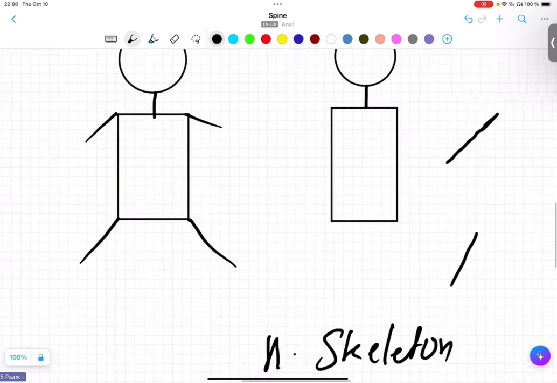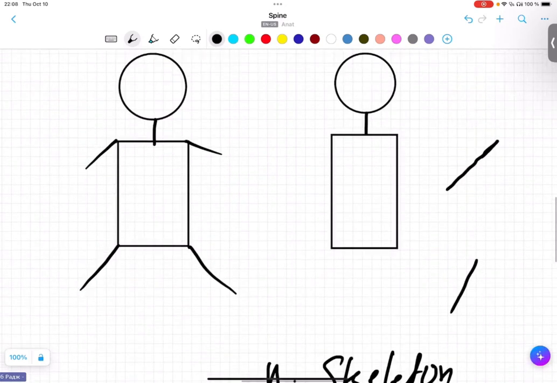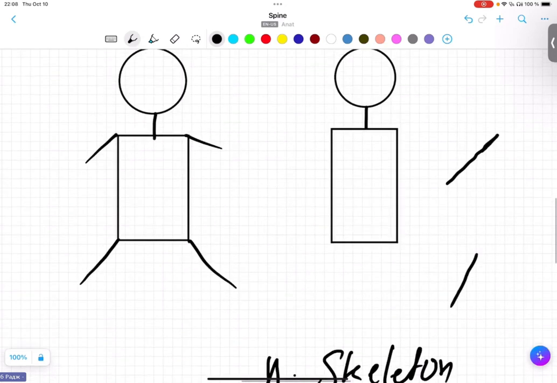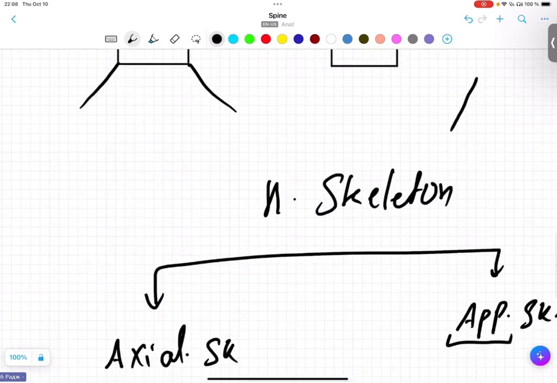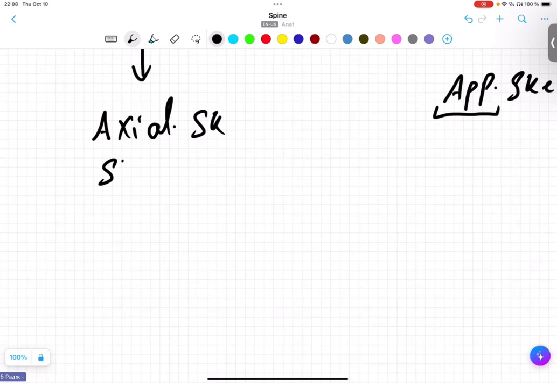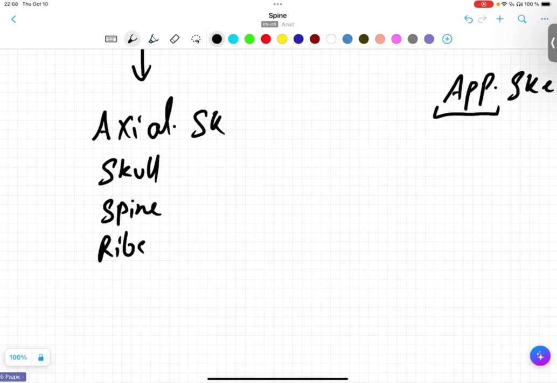In the axial skeleton, I draw through this image. So it has head, neck, and trunk. So it will include your skull, spine, ribs, plus, you will tell me what is the other bone left here? Sternum.